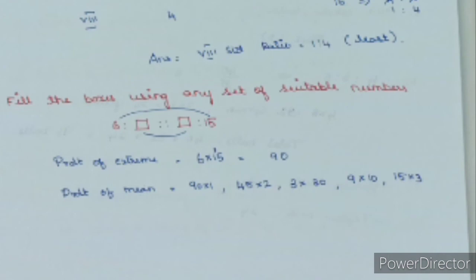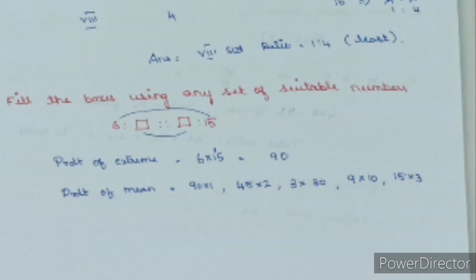Okay. The 10th question. Fill the box using any set of suitable numbers. So 6:dash is proportional to dash is to 15. As you all know, we'll be doing the product of extremes and the product of means. Do you remember that? Yes. So means are the in-between numbers and extremes are the end numbers.